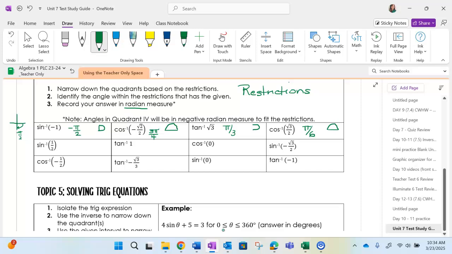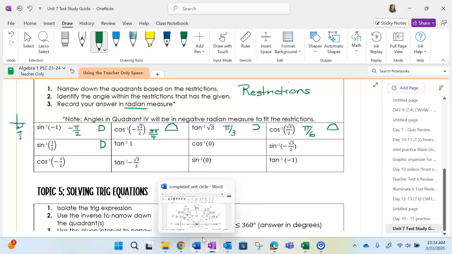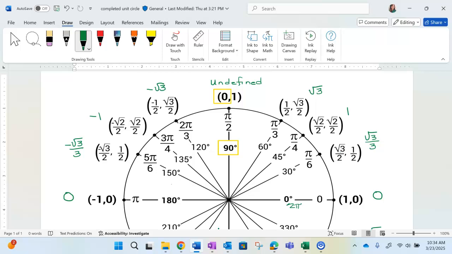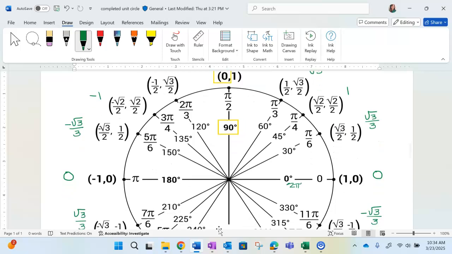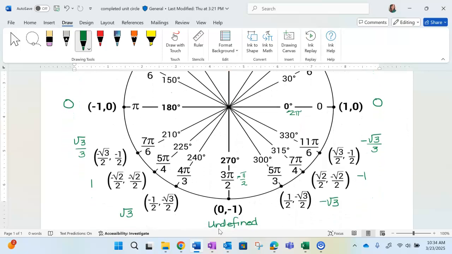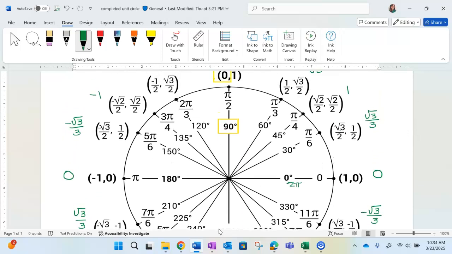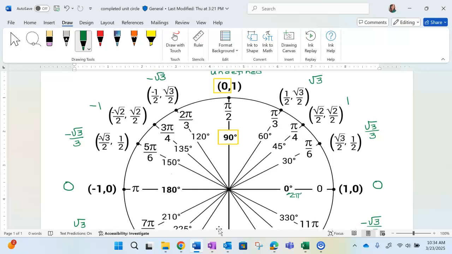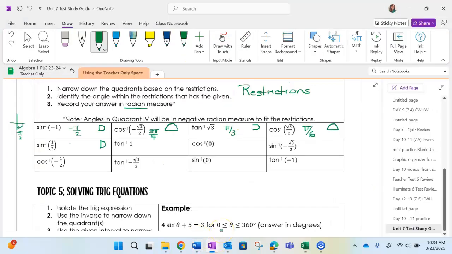Let's look at sine again. We know the sine is quadrant 1 and 4. Where is sine positive 1/2? So let's go to our unit circle. Sine is positive 1/2 at pi over 6. Let's go down here, and we see it's negative 1/2. So the answer to this one is also pi over 6. All right, let me get down here and click this back. So we know this is also pi over 6.